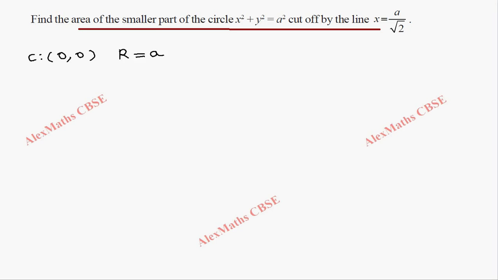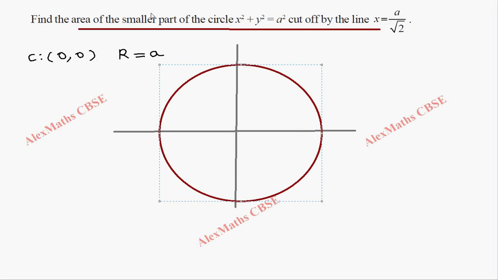So we can take the x-axis and y-axis and draw the circle with center origin and the radius a. And a/√2 is a constant which is less than a. After drawing the circle, let's mark the origin (0, 0) and the radius is here. This length is a, so this point is (a, 0). a/√2 is a constant which is less than a.